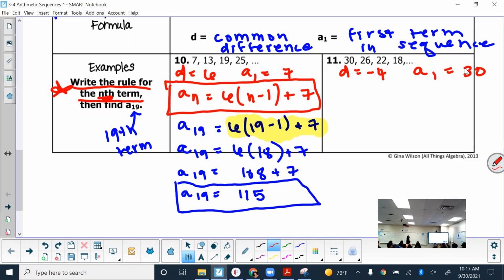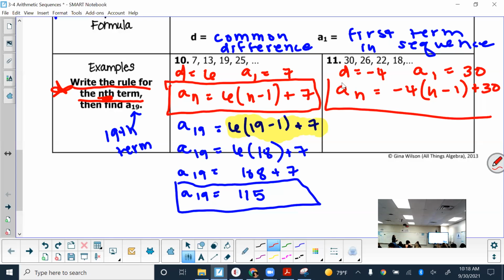All right, so then now plug it into your formula. So it's for the nth term, so that means the n's can stay there. And your common difference is what? All right, parentheses, again, the n's can stay there because it's for the nth term. And then what else? Plus 30. All right, good. I hope that was easy, because you'll see it on your test.